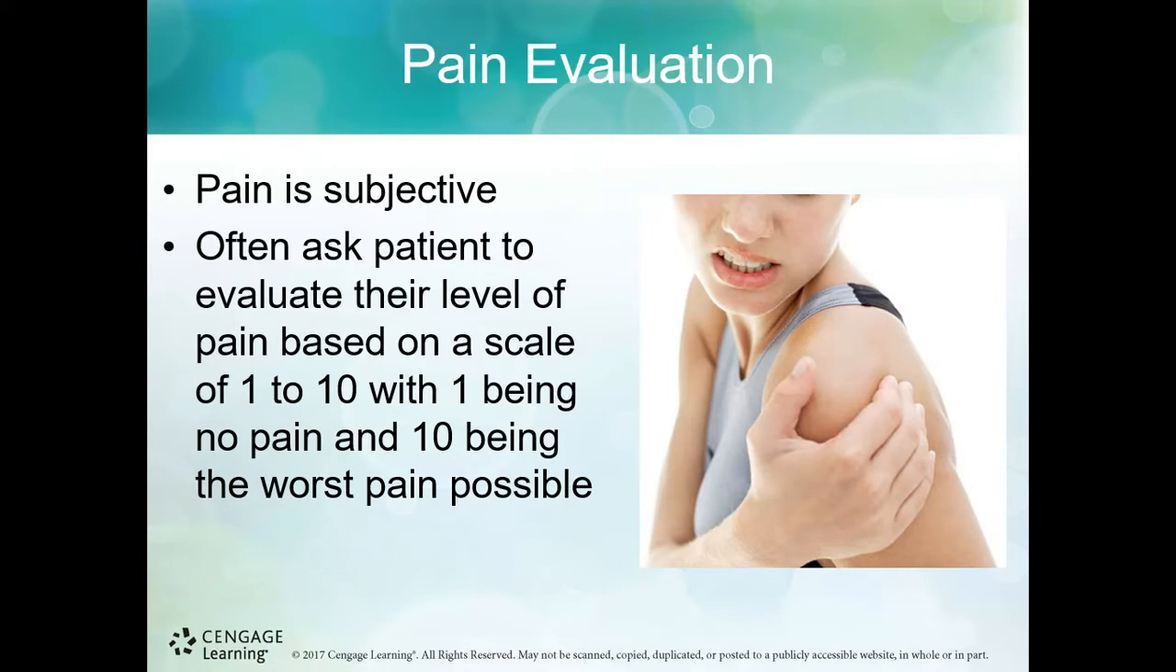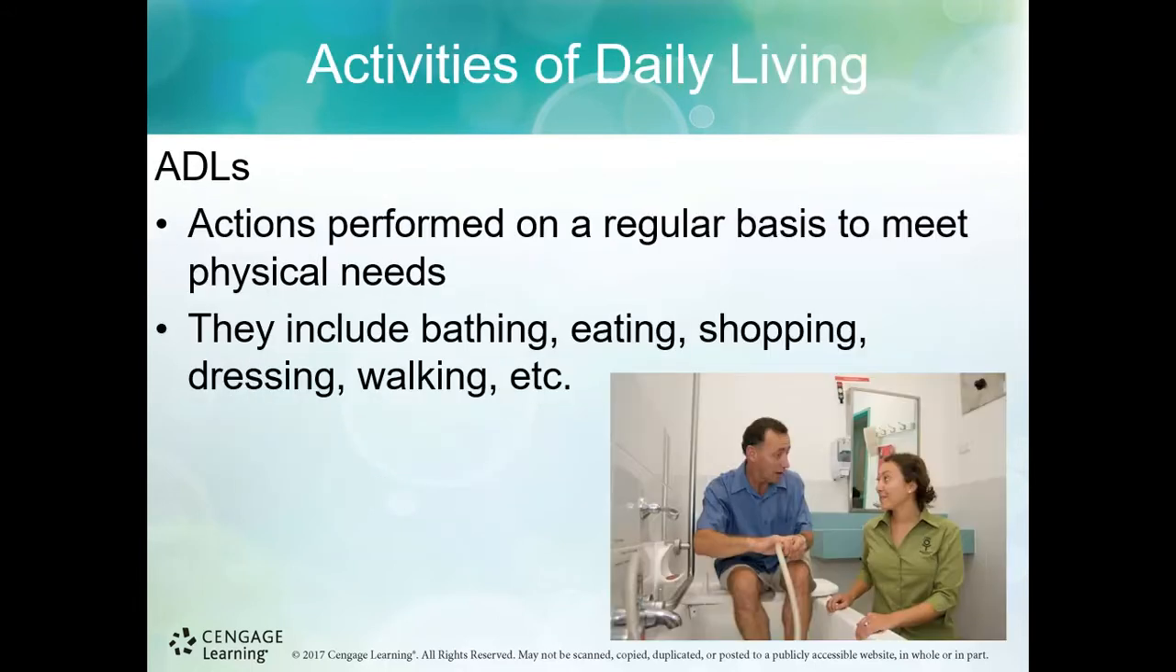When you're gathering information about pain, it's important to note that pain is subjective. We often ask our patients to evaluate their level of pain based on a scale of 1 to 10, with 10 being the worst pain possible and 1 being no pain. The data that we collect also includes information about what are called ADLs, and these are activities of daily living. We want to make sure that our patients who are living in their own homes are able to take care of the things that they need to, and these are the ADLs.